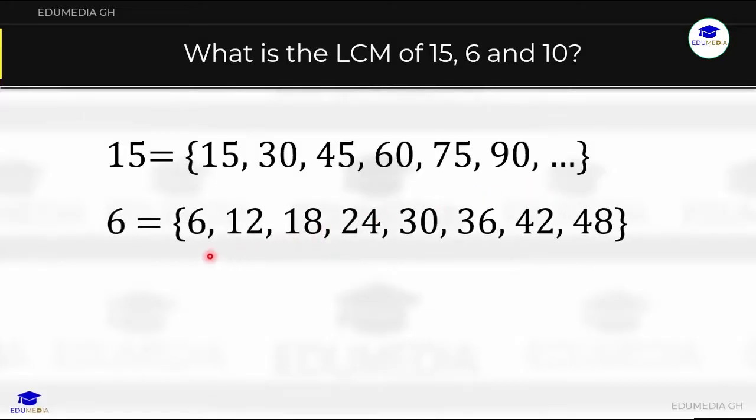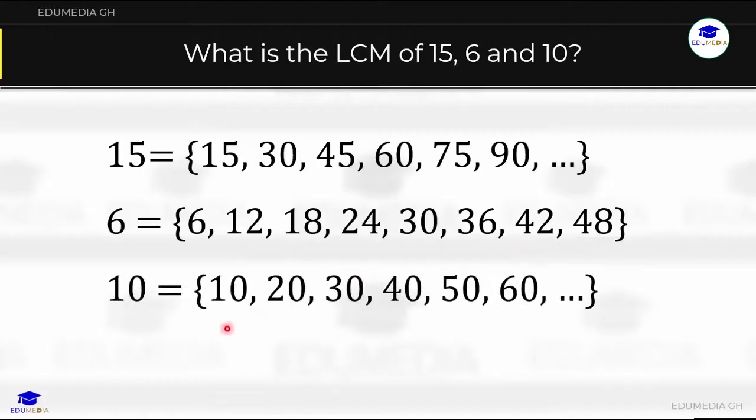So the multiples of 6 we have here: 6 times 1, that is 6, 6 times 2, that is 12, 6 times 3, that is 18, 6 times 4, that is 24, 6 times 5, that is 30, 6 times 6, that is 36, 6 times 7, 42, and then 6 times 8, 48. So that's what we have here. And then also we list the multiples of 10. 10 times 1, that is 10, 10 times 2, 20, 10 times 3, 30, 10 times 4, 40, 10 times 5, 50, and 10 times 6, 60, and so on and so forth.